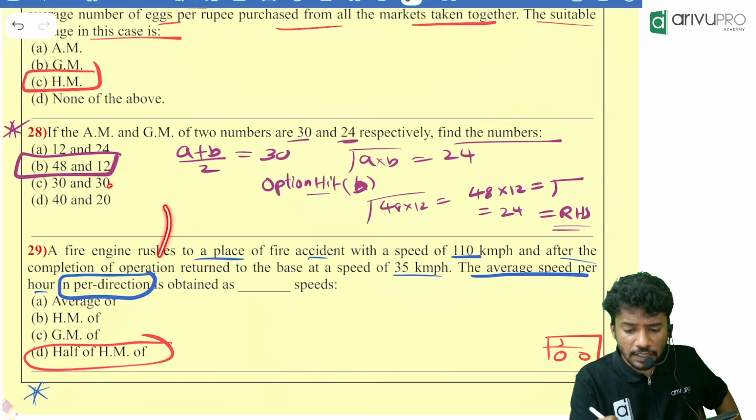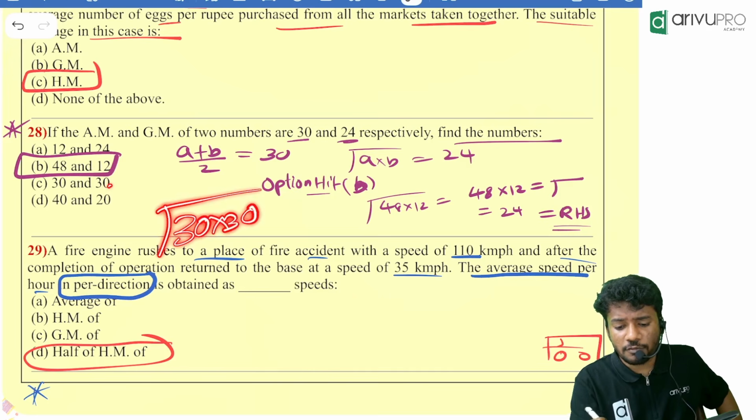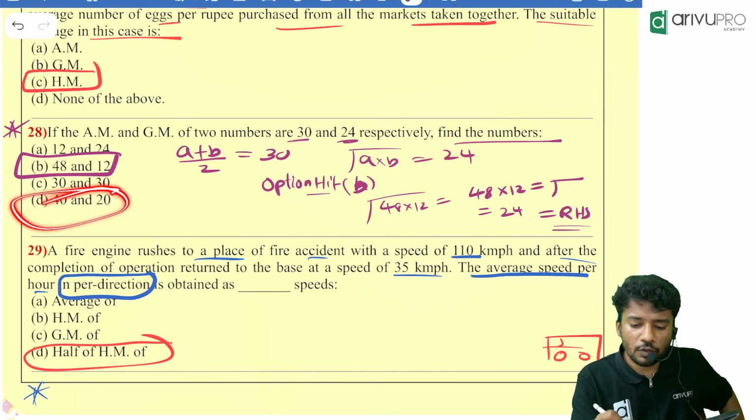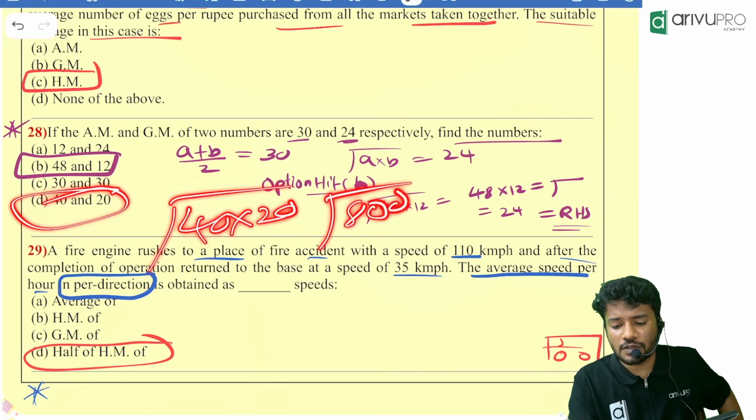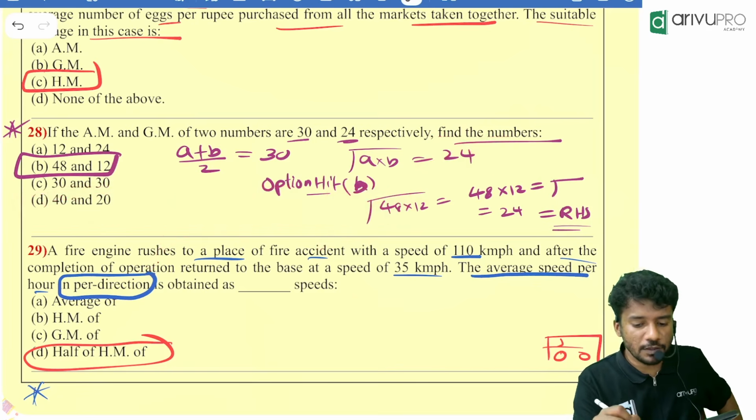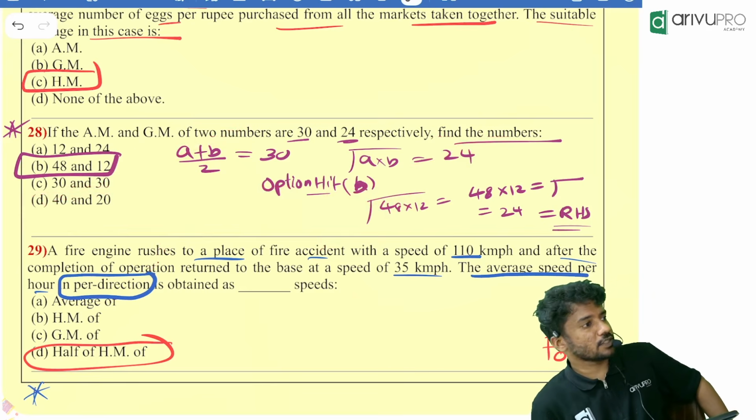Try option C. Root of 30 into 30. How much is root of 30 into 30? That is 30, which is not equal to 24. Root of 40 into 20. That is how much? Root of 800, which will not be equal to 24. So which option is the answer? Option B is the answer.